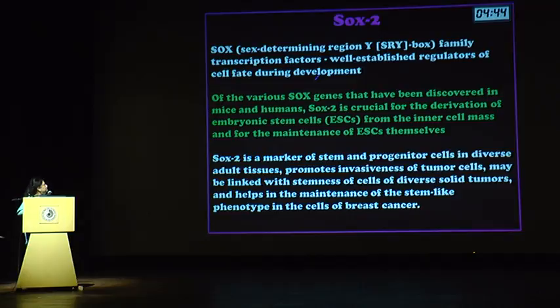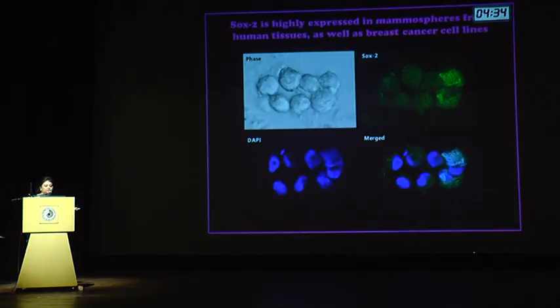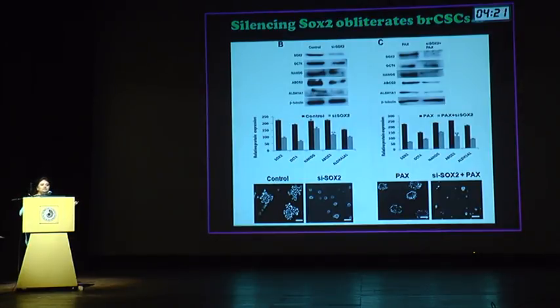SOX2 basically is a transcription factor which is very important for early development and linked with stemness in different solid tumors. And we have definitely seen that SOX2 is very highly expressed in the spheres that we were forming. So we wanted to see what would happen if we got rid of SOX2. We silenced SOX2 in the cell lines and in the mammospheres that we formed, just to see how exactly SOX2 was affecting the other genes. And very surprisingly, when we knocked down SOX2, it not only down-regulated itself, it down-regulated the other stemness markers, and very interestingly also down-regulated the chemoresistance marker, ABCG2.